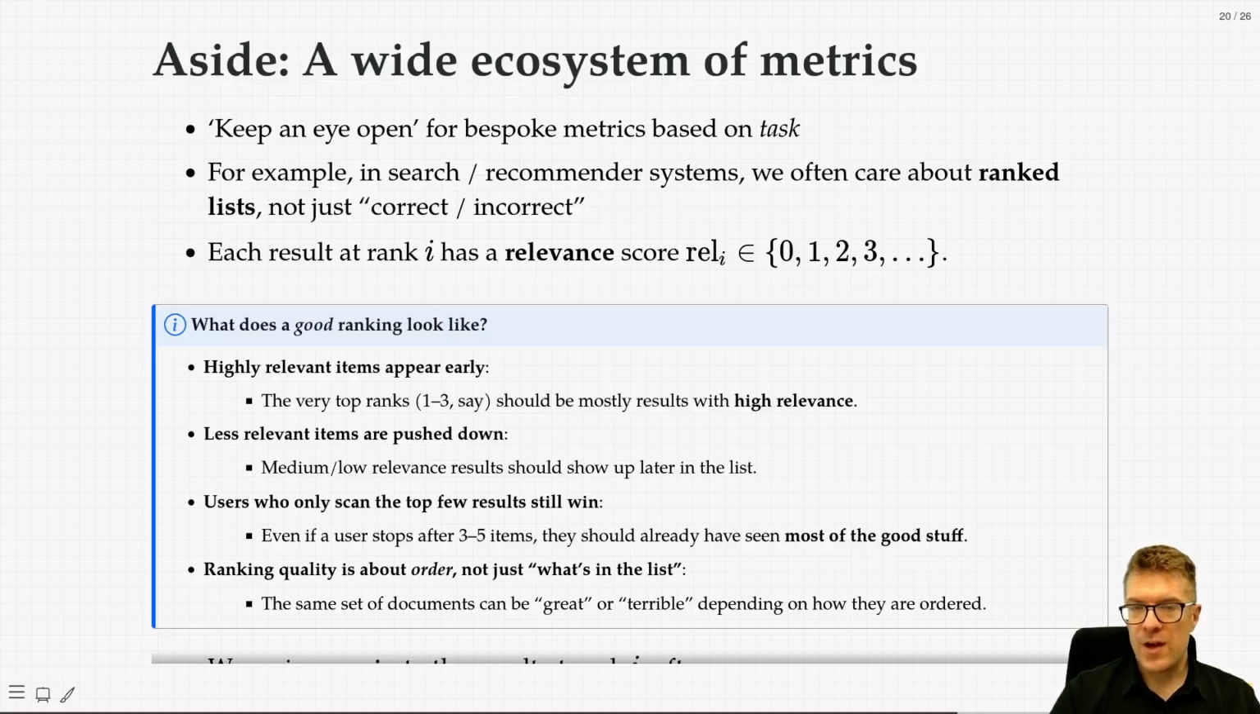Okay, so in search and recommendation systems, you might have a query, you put it into a search bar, and then the system, the AI, will give you a ranked list of, say, documents that it thinks, so to speak, has information for you that you're looking for. And you can look case by case at every element that's returned and check whether it's correct or not, check whether it's relevant or not, which is basically the same thing.